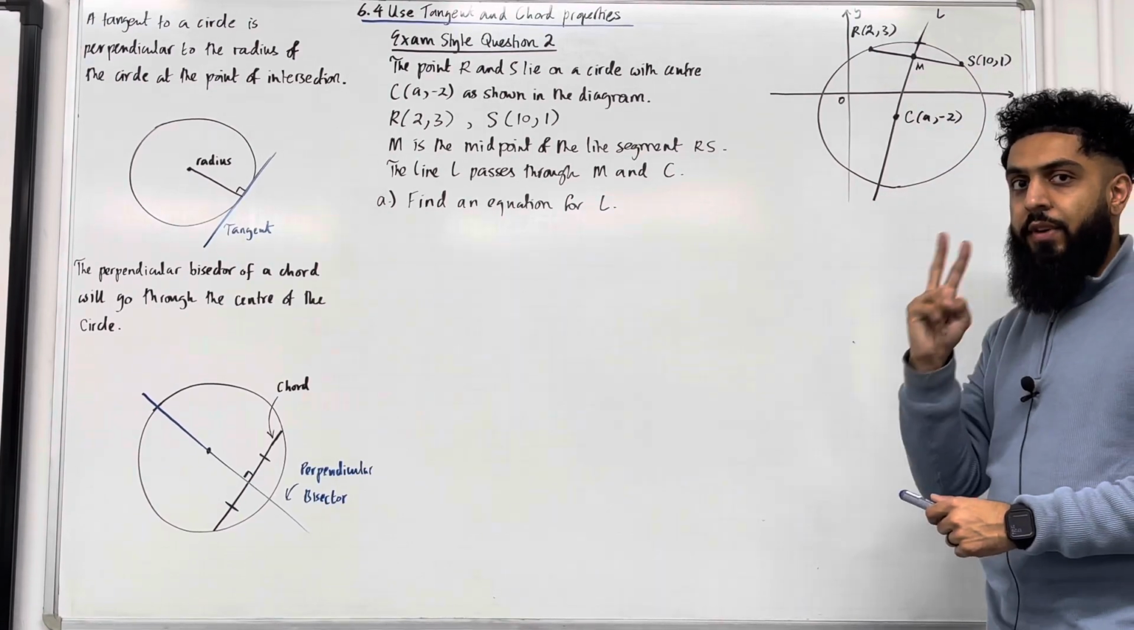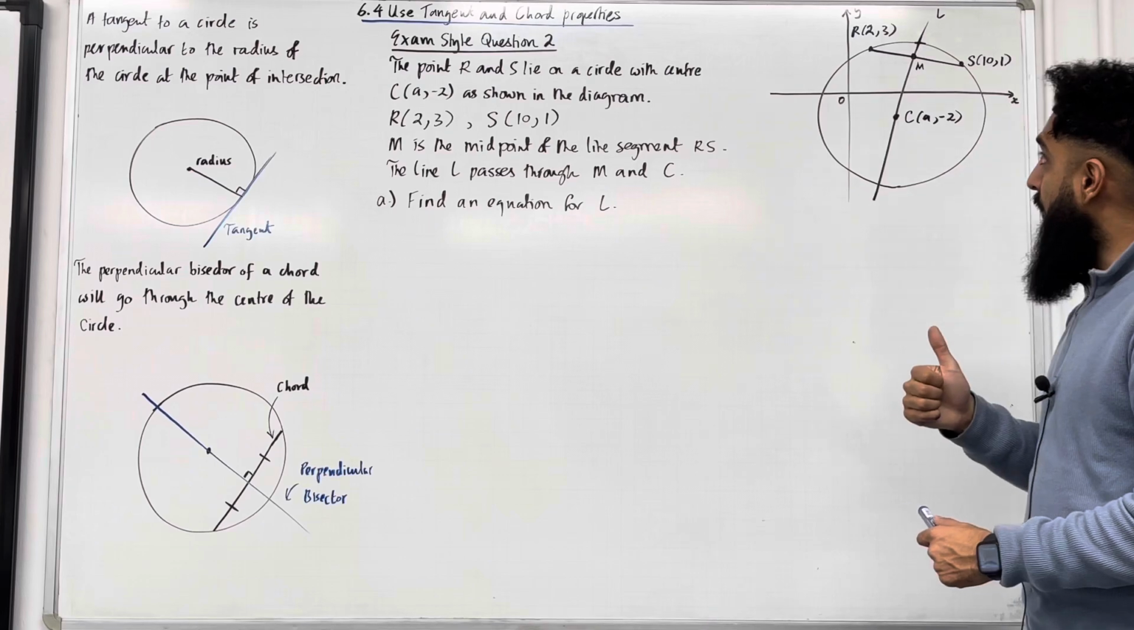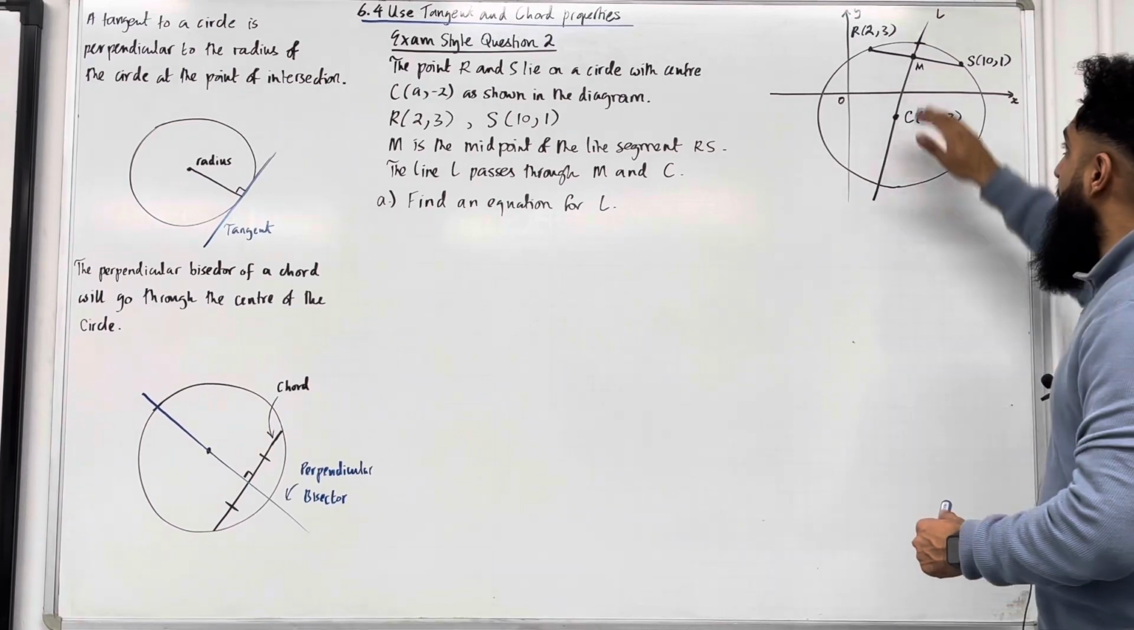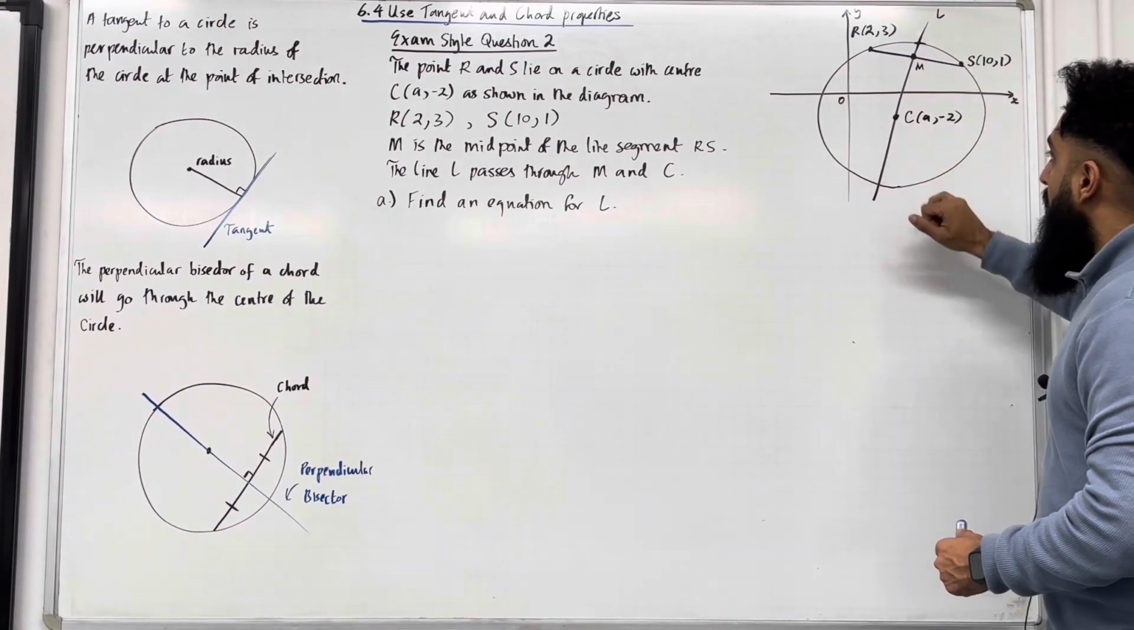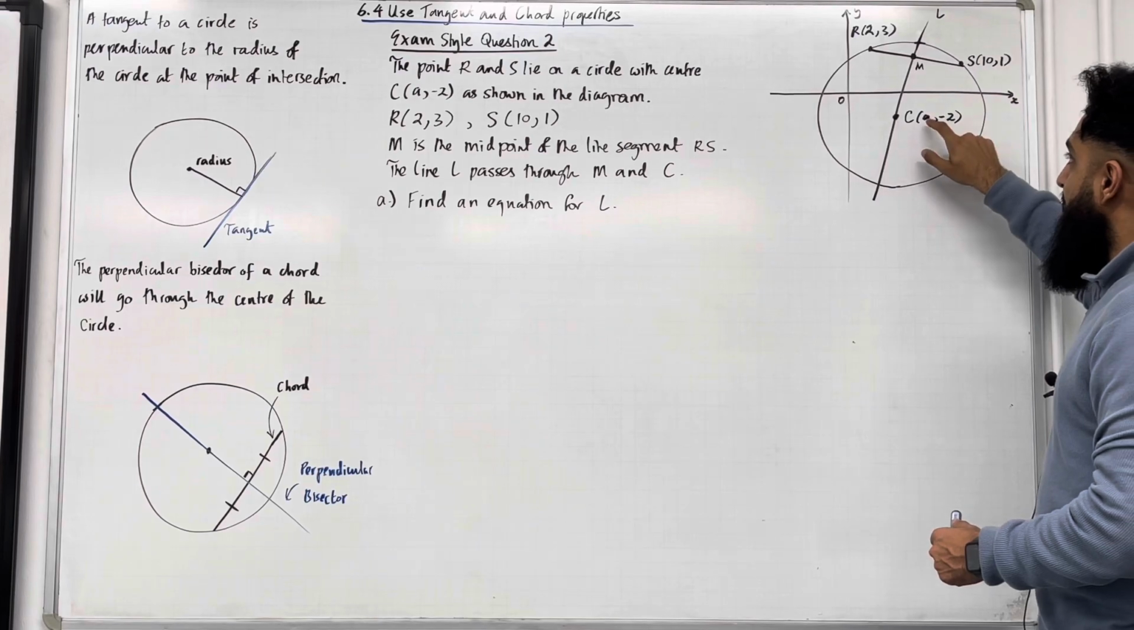So we need two things for L. We need the gradient of L and we also need the coordinate of M that L passes through. We can't use the coordinate C because a is an unknown.